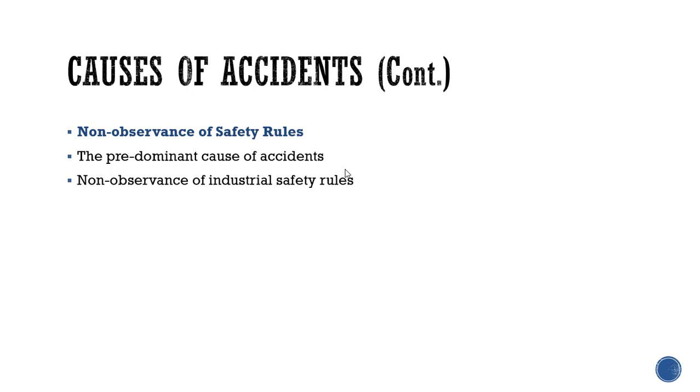So we have to follow the safety rules. So non-observance or non-following of the safety rules leads to accident. It is a very important thing that you need to know. Okay, so it is a predominant cause of accident, because we talked about a lot of causes earlier, but it is a predominant cause of accident, non-observance of industrial safety rules.